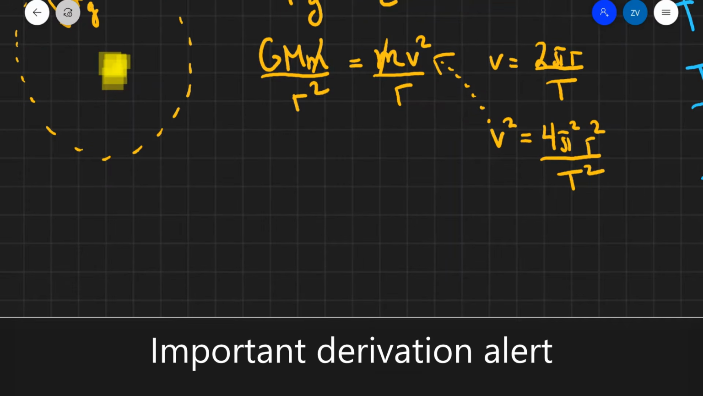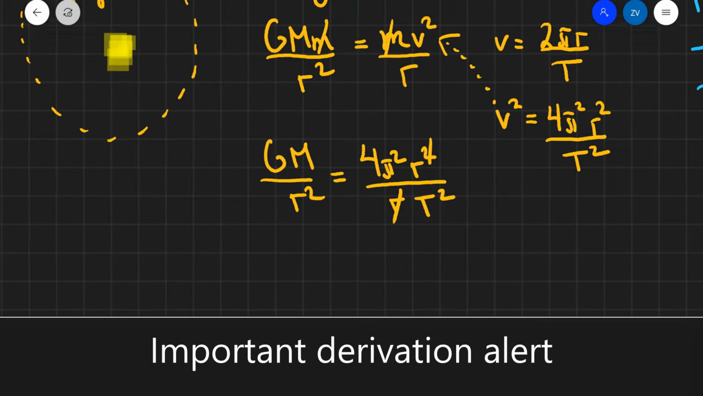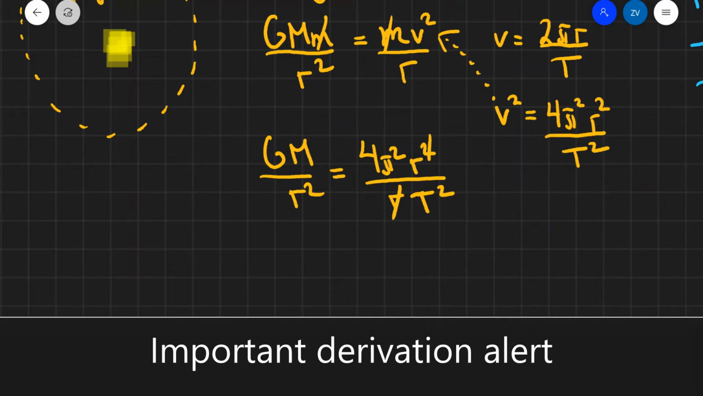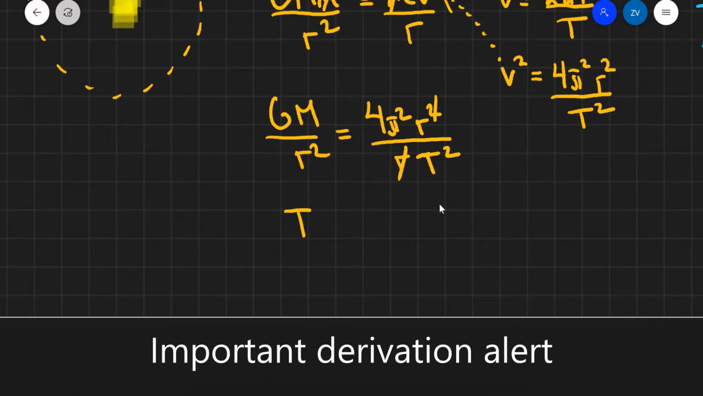What I'm going to be left with is that GM divided by r squared will be equal to, well, rather than v squared, I'm going to write 4 pi squared r squared, and then I'm going to be dividing by r T squared. Notice that in this case, this r is going to cancel out the square here, and all I need to do really is just do some rearranging. So I'm going to rearrange for T squared.